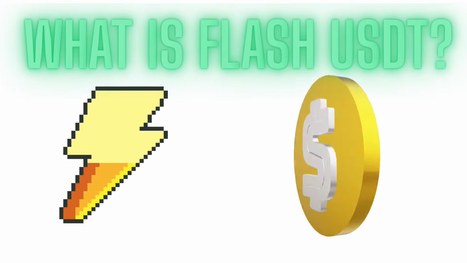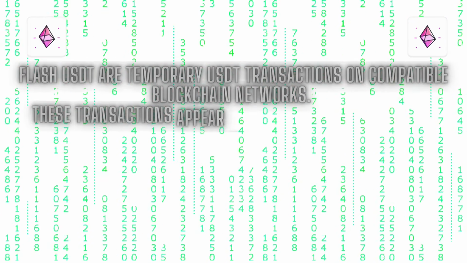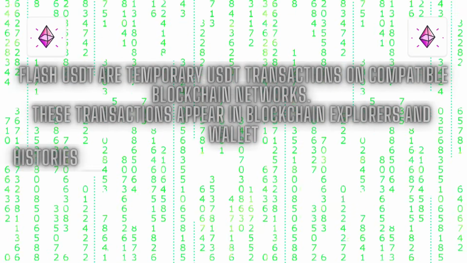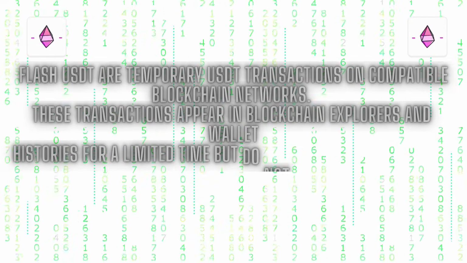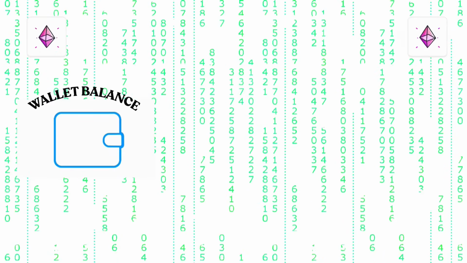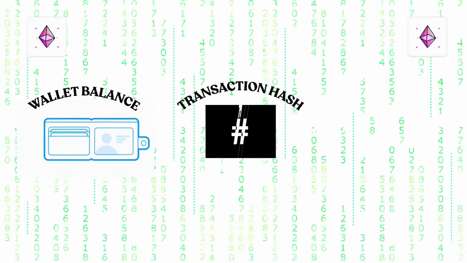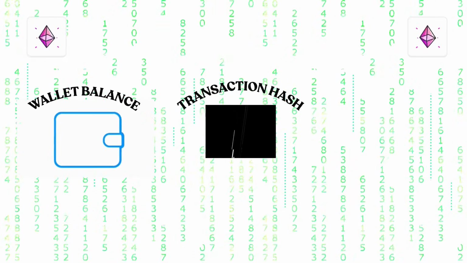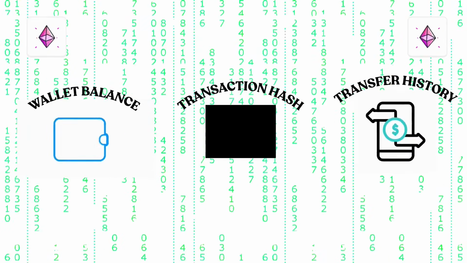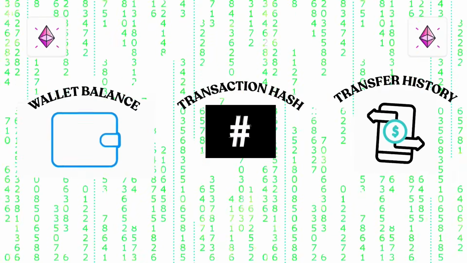So what is Flash USDT? Flash USDT are temporary USDT transactions on compatible blockchain networks. These transactions appear in blockchain explorers and wallet histories for a limited time but do not behave like permanent on-chain transfers. A Flash USDT transaction appears to the recipient. They can see the wallet balance in USDT. The transaction hash, which is a unique transaction ID for any transfer in the blockchain, is also generated for Flash USDT transfers. And you can also see the transfer history of the Flash USDT on-chain.